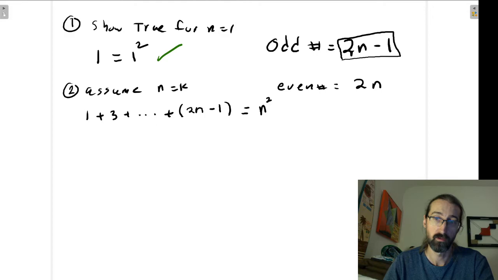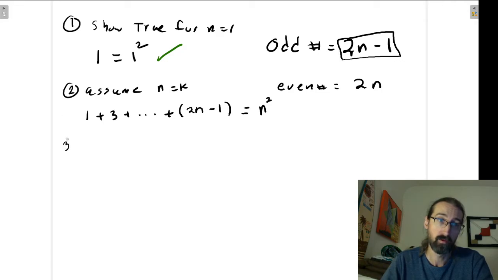2n plus 1 is equal to, 1 plus 3 plus up to 2n minus 1 is n squared, right? I add n odd numbers, and it's equal to n squared. Because odd numbers are 2n minus 1, I have to put 2n minus 1. That's my nth odd number right there. So I'm assuming that is true.